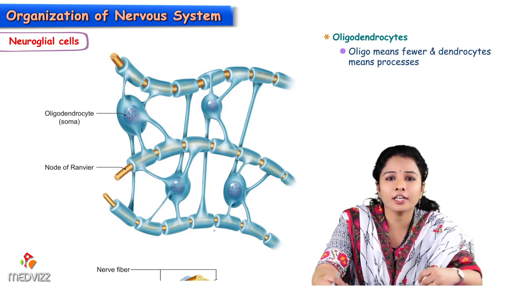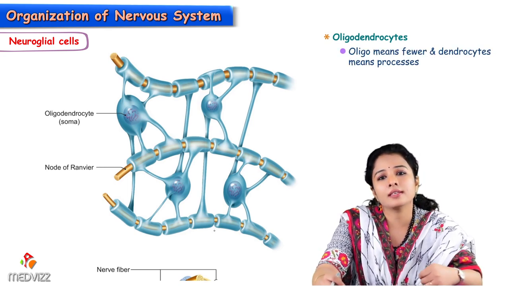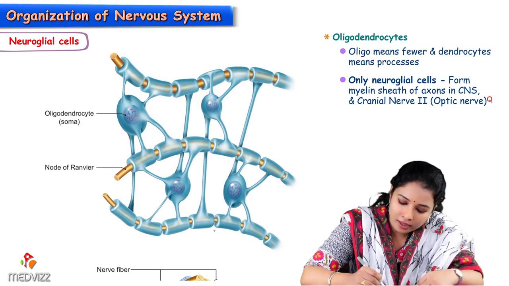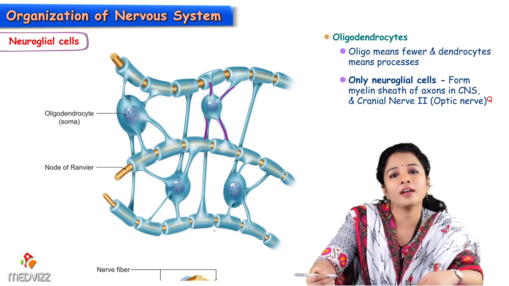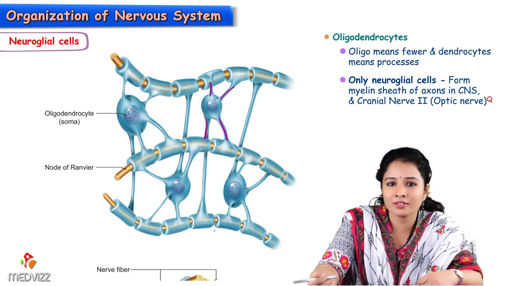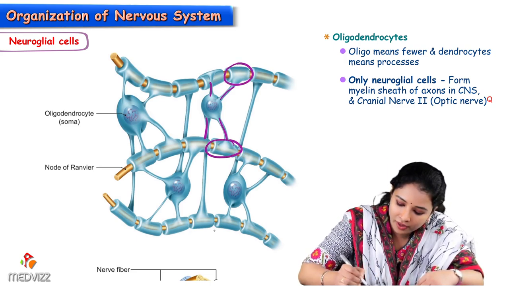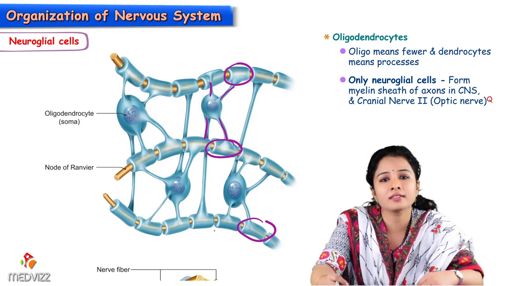Next, about the oligodendrocytes. Oligo means fewer, dendrocytes means processes. These are the neuroglial cells which have fewer processes compared to astrocytes. And they form the myelin sheath of axons in the central nervous system. We can see it is forming the myelin sheath of axons of the central nervous system.